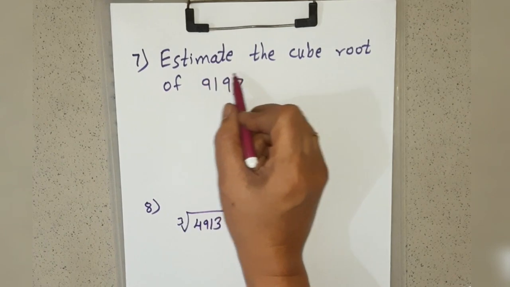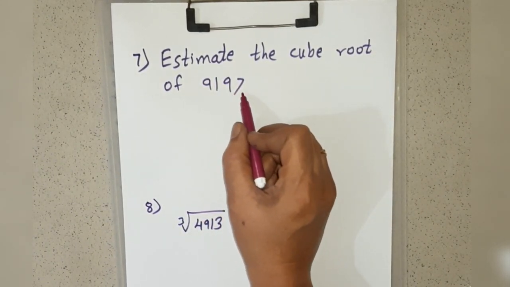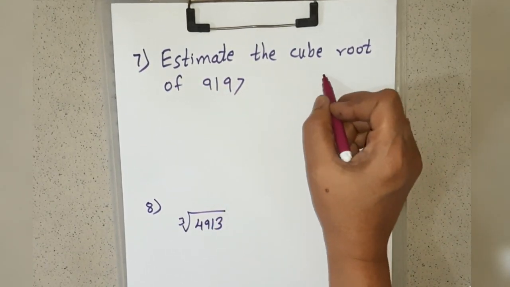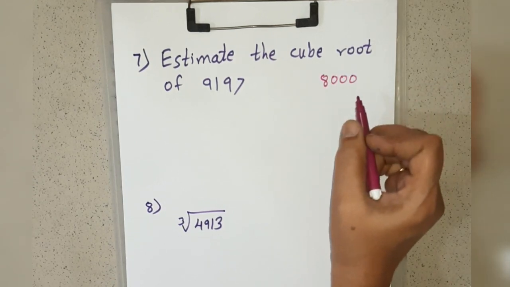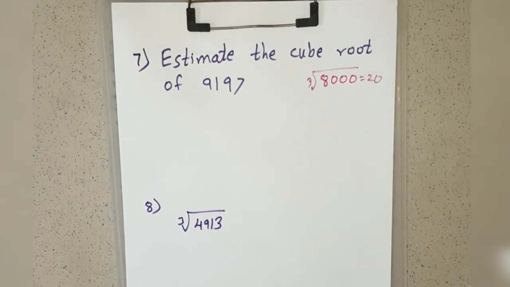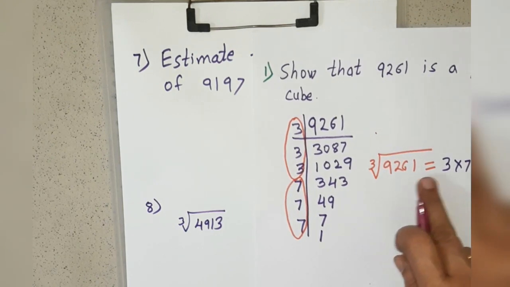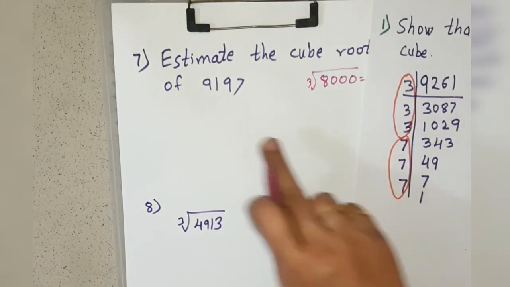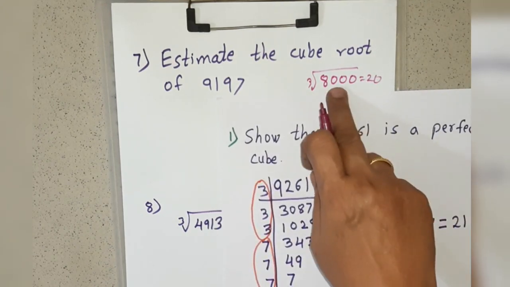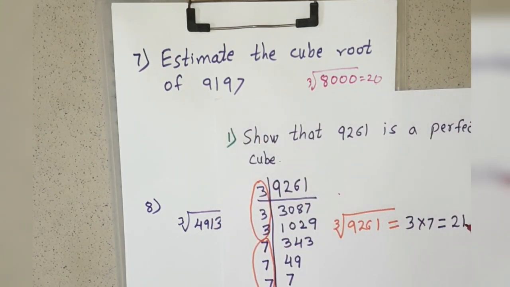The next question is estimate the cube root of 9197. So we are just guessing. This may not be a perfect cube. So what we do is, we know that 8000 is a perfect cube, right? And the cube root of 8000 is going to be 20. And just now in this video itself, the cube root of 9261 was 21. Now this number 9197 is lying between 9261 and 8000, correct? So the cube root of this number is definitely going to lie somewhere between 20 and 21.